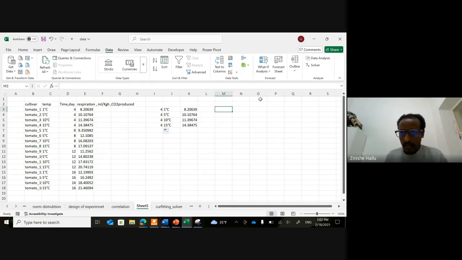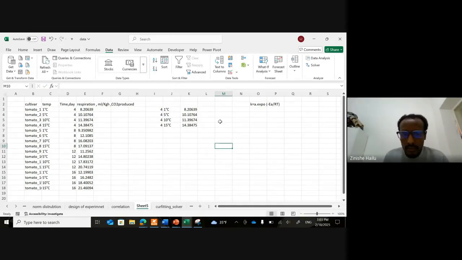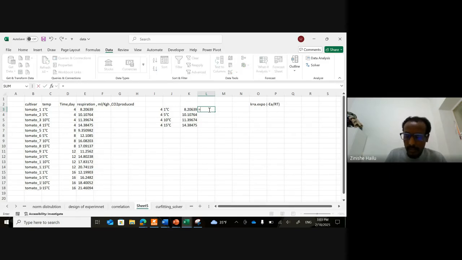Okay. The equation was k is equal to A exponent minus activation energy over RT. So now first we have to convert this temperature into Kelvin. So Kelvin is equal to temperature plus 273, yeah? So this temperature plus 273.